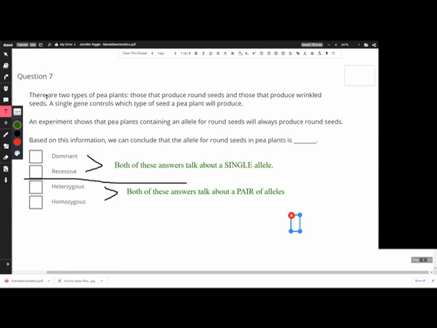So if we go back up here, there are 2 types of pea plants, those that produce round seeds and those that produce wrinkled seeds. A single gene controls which type of seed a pea plant will produce. An experiment shows that pea plants containing an allele for round seeds will always produce round seeds. Based on this information, we can conclude that the allele for round seeds in a pea plant is what?